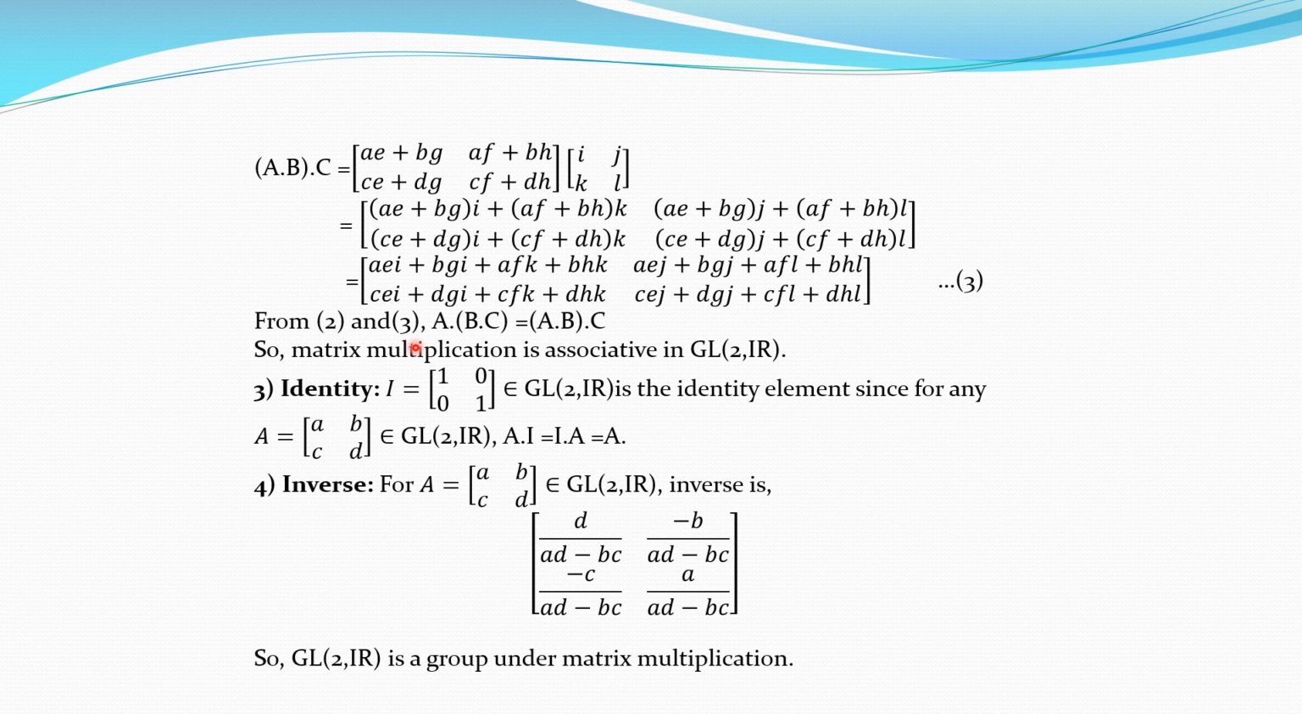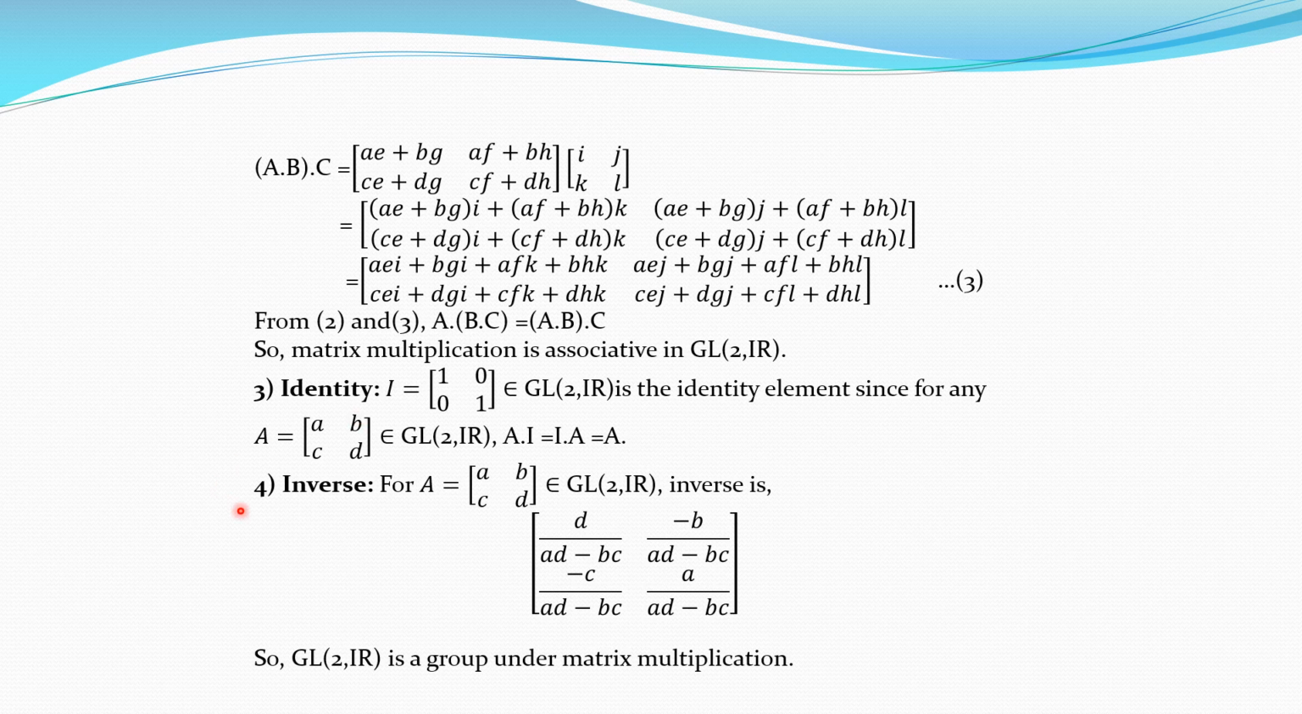Now the third property is the identity element. If we consider any matrix A in GL2R, then there exists the identity matrix of order 2 by 2 such that A into I is equal to I into A is equal to A. Hence, the identity matrix of order 2 by 2 is an identity element in GL2R with respect to matrix multiplication.